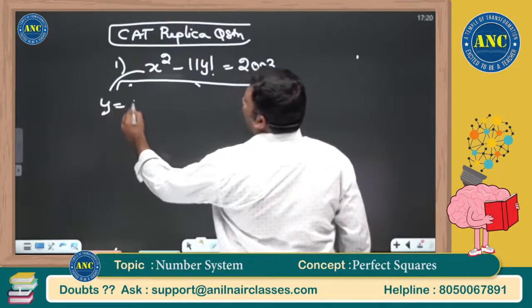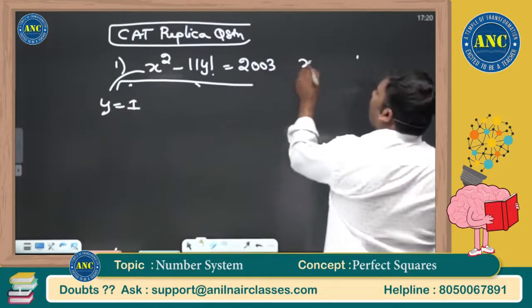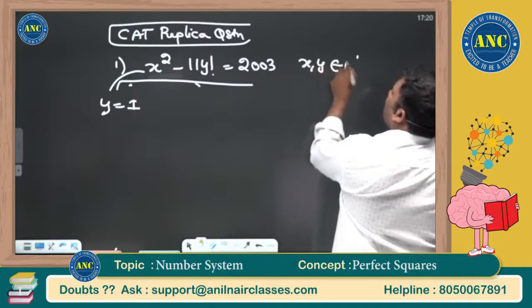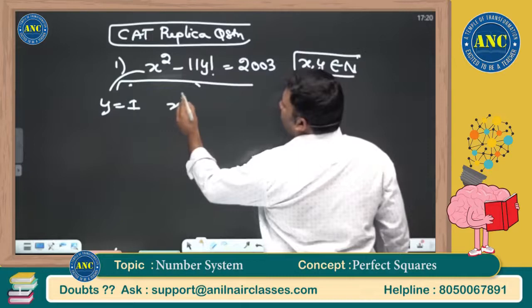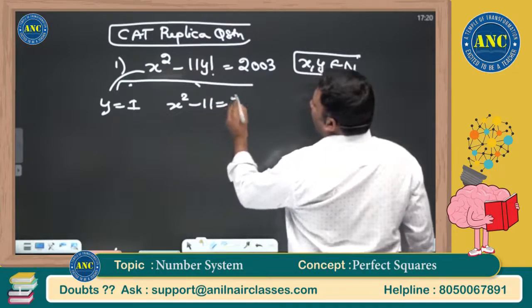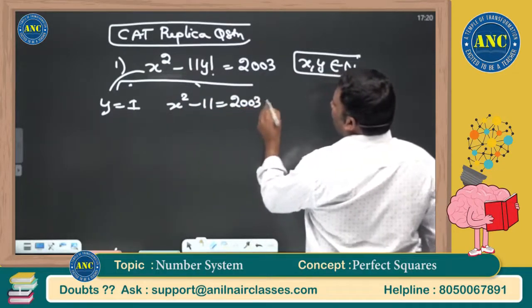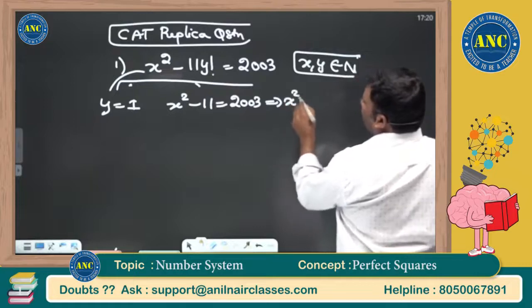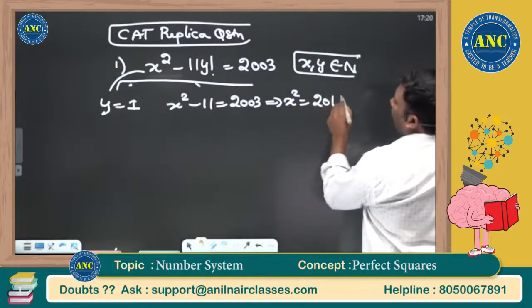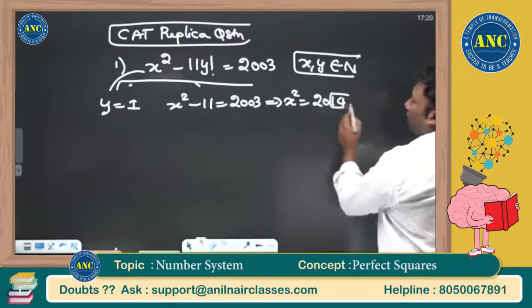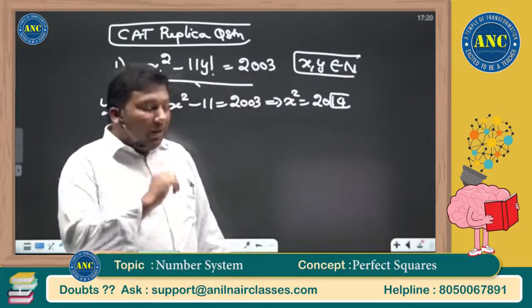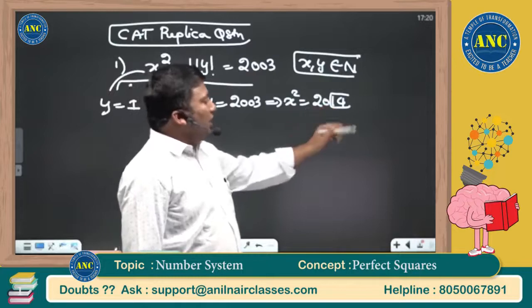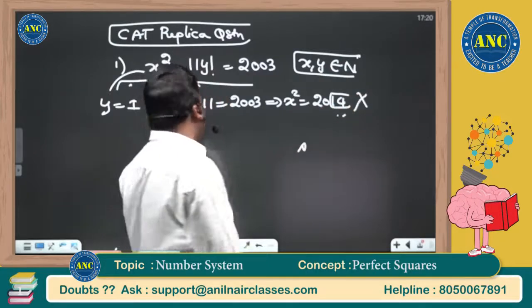If I put y equivalent to 1, why? Because it is given x and y are natural numbers. Y is 1. X square minus 11 equivalent to 2003, which is nothing but x square equivalent to 2014. What is the divisibility rule of 4? Last two digits should be divisible by 4. 4 into 3 plus 2, the 4k plus 2 form will not arise.